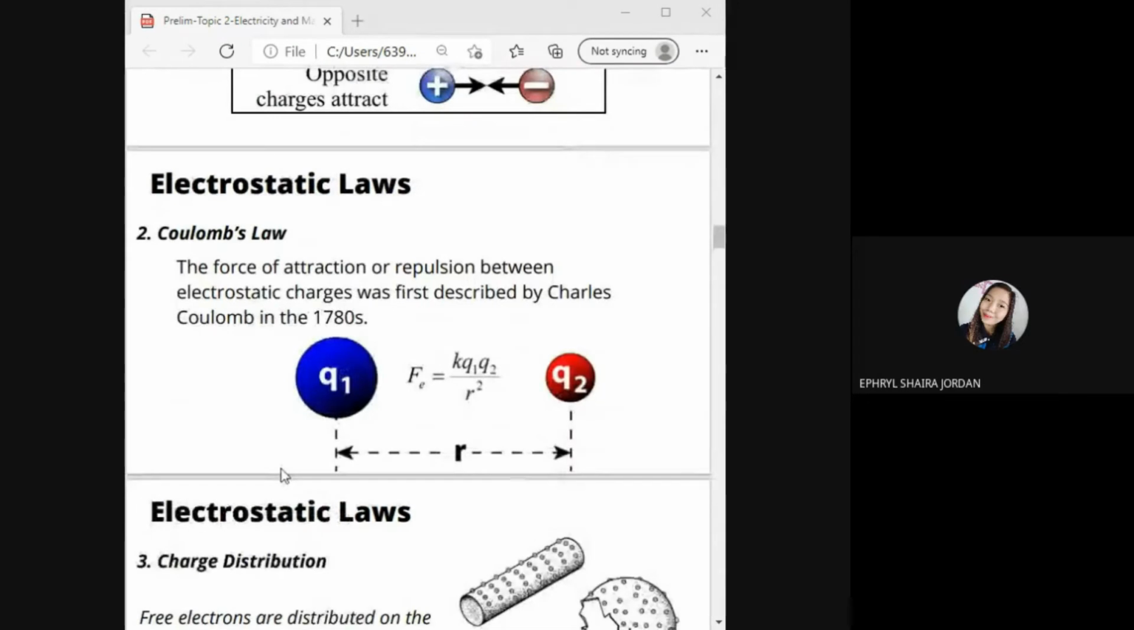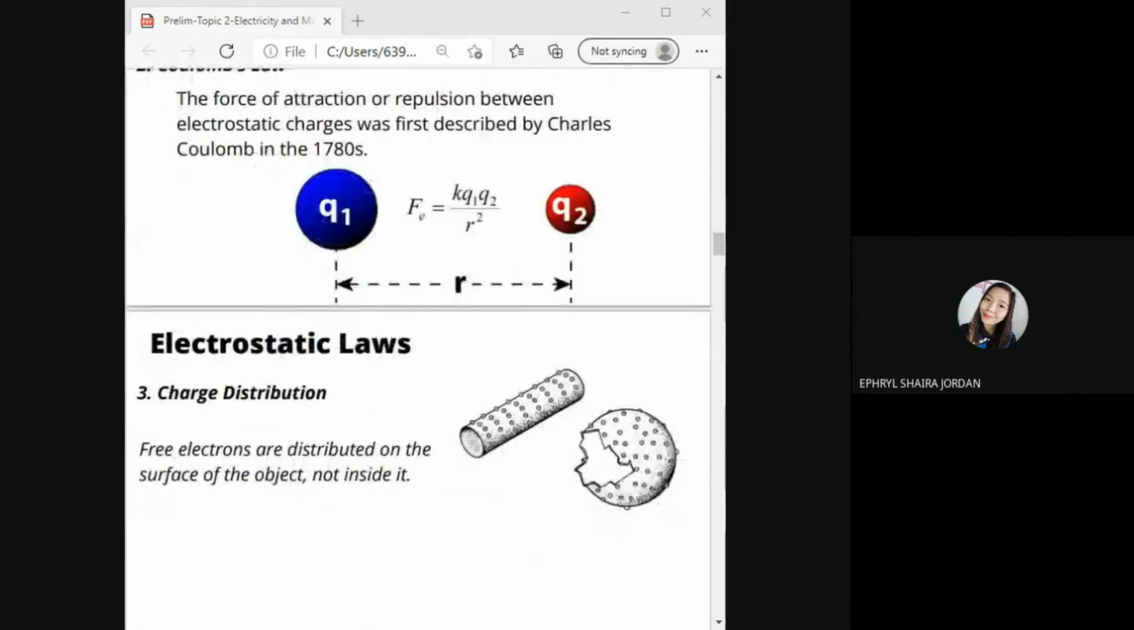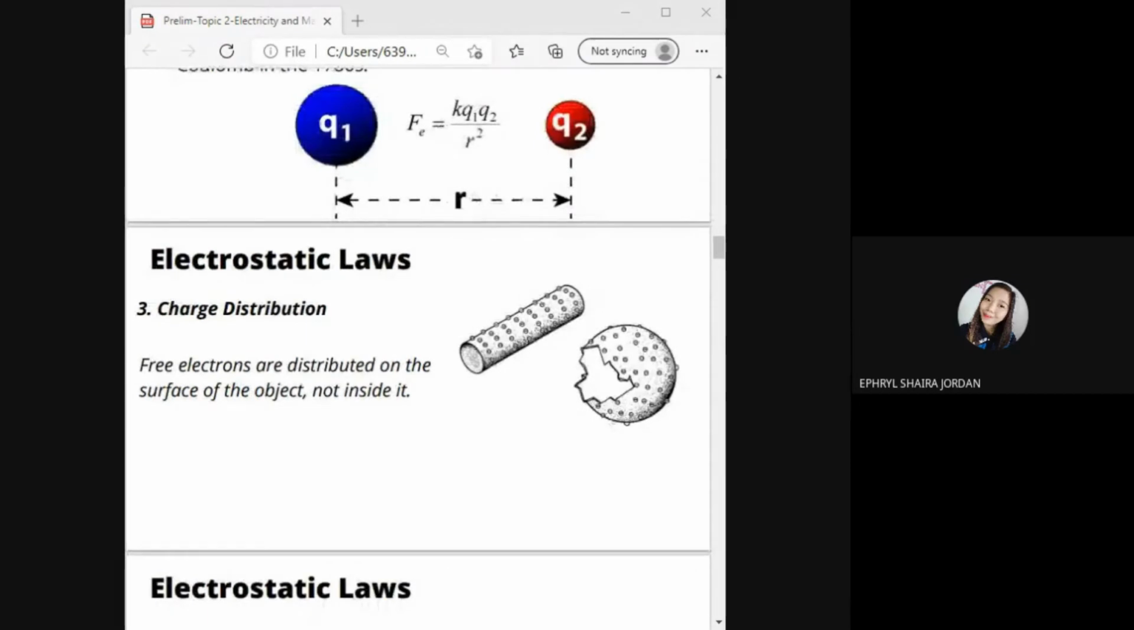The second law of electrostatics is Coulomb's law. The force of attraction or repulsion between electrostatic charges was first described by Charles Coulomb in the 1780s. Charge distribution: because the electric field associated with each electron radiates uniformly, electrons on an electrified object tend to be separated uniformly at the maximum distance possible. So free electrons are distributed on the surface of the object, not inside it. Take note, the free electrons are distributed on the surface of the object and not inside it.